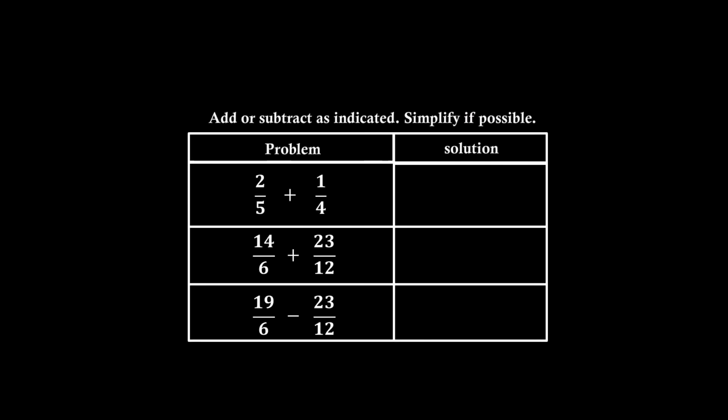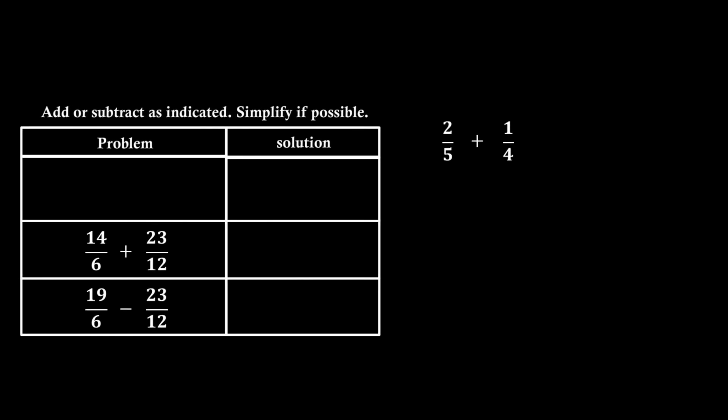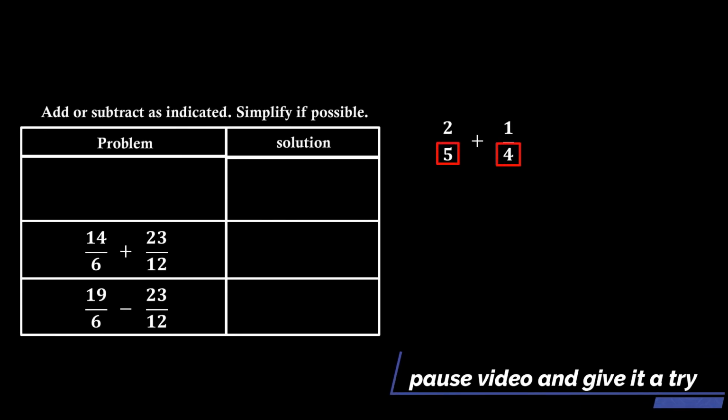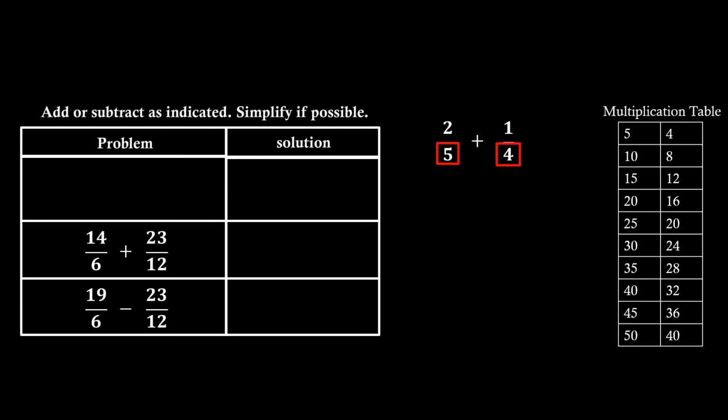Let's do some examples. First up is 2 over 5 plus 1 over 4. So if we take a look at the multiples of 5 and 4, we can see that 5 and 4 have 20 in common, and they also have 40 in common. The least common multiple, or LCD, will be 20.